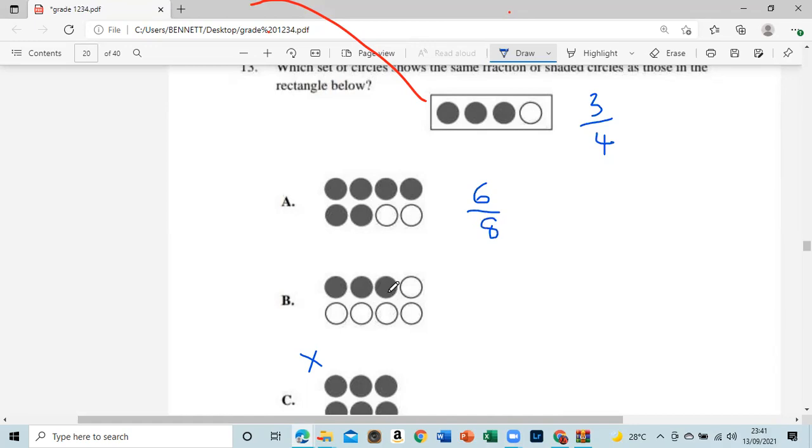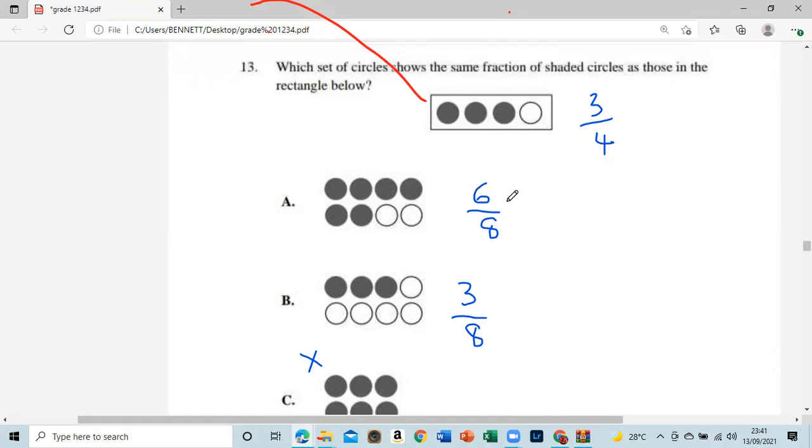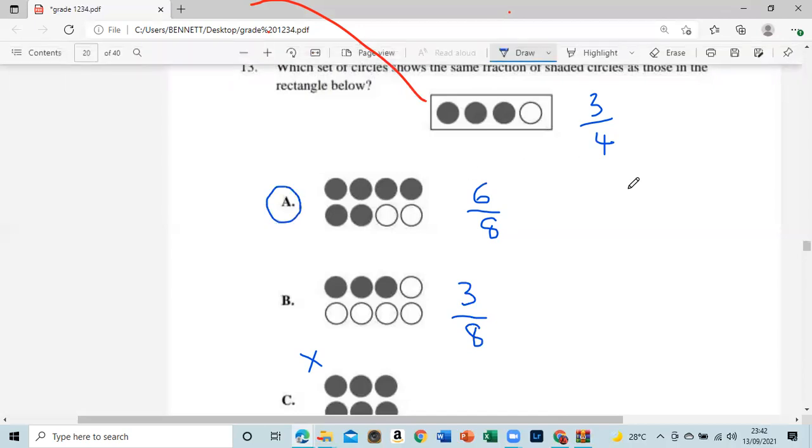Or is it 3 out of 1, 2, 3, 4, 5, 6, 7, 8? Is 3 over 4 the same as 3 over 8? No, it's not. So it is 6 over 8. And if I check it, I break this down to its lowest term. Just imagine you have 8, you have 4, and you take out 3. Take out another 4, and you take out another 3. So 3 plus 3 is 6. So that is 8.